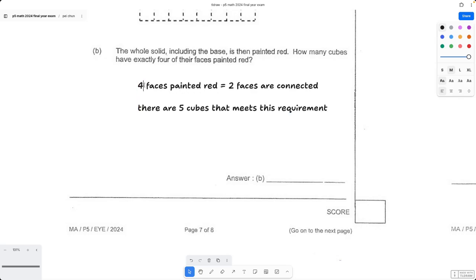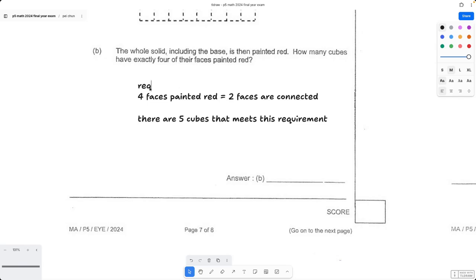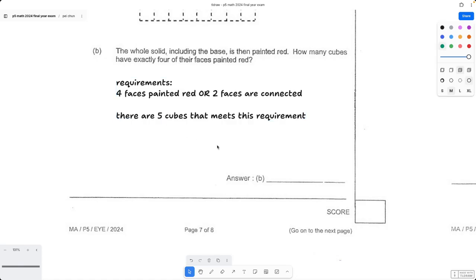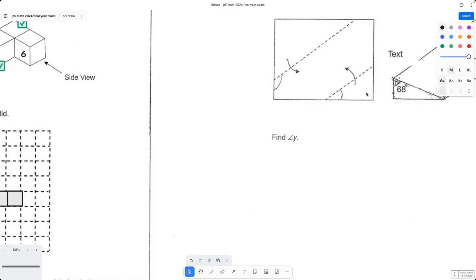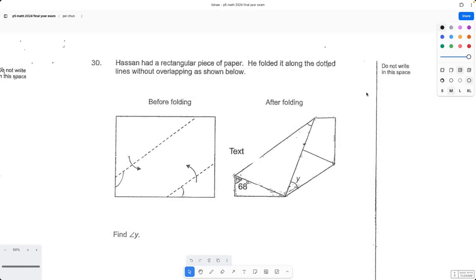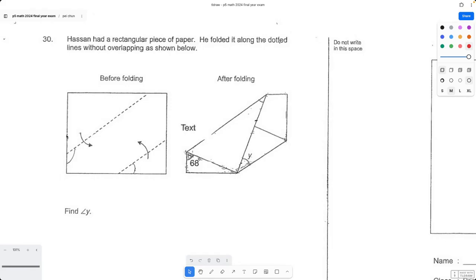So I'll say requirements is false, or 2 faces are connected. Okay, so the answer is 5. Okay, let's move on to the last question. Question number 30. All right, question 30.